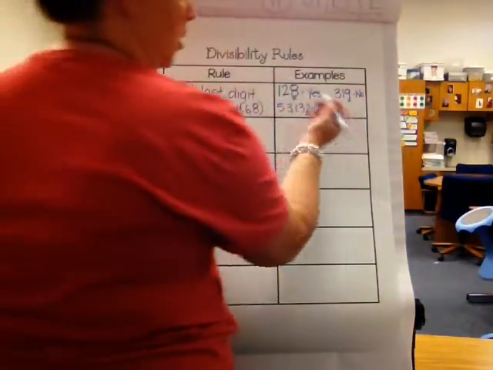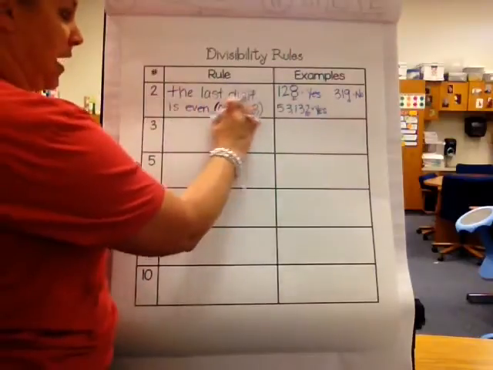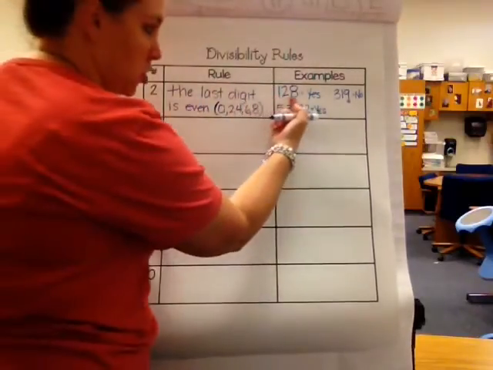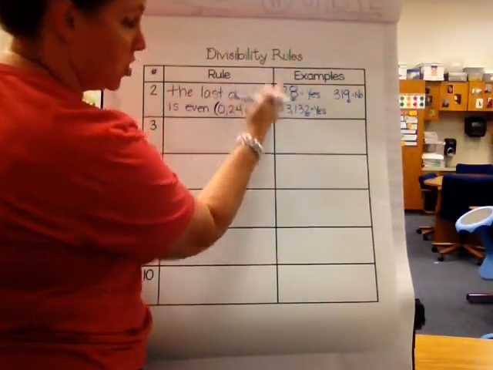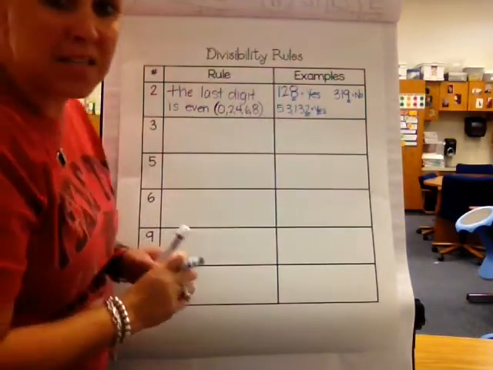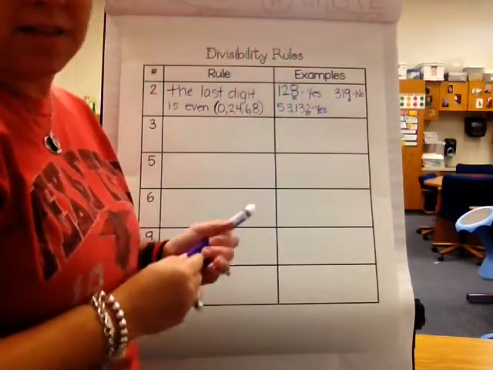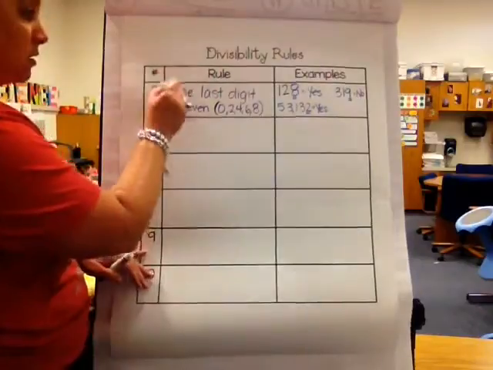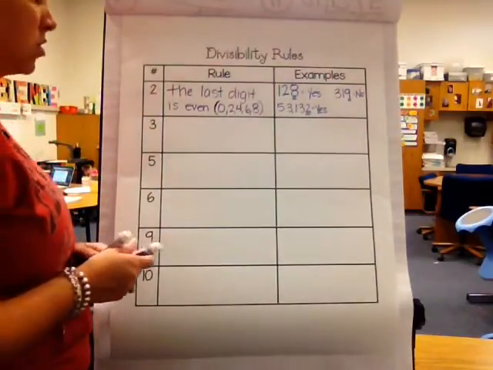So exactly what it says, the last digit is even. It doesn't matter if it's a 2-digit number, a 3-digit number, a 5-digit number, a 97-digit number, looking at your last digit, is the number even? If it is, then it's divisible by 2.